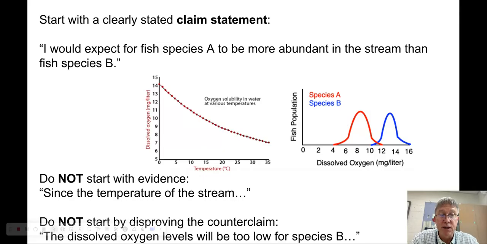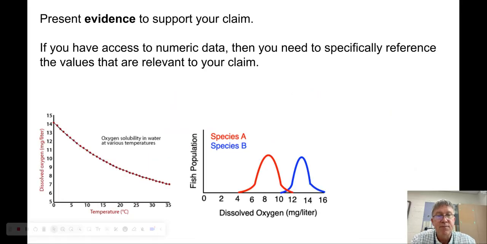Here's what you don't want to do, and you've got to break yourself from this habit. Do not start with evidence. You don't say, well, since the temperature of the stream varied. Nope, that's not a claim. You're giving evidence. You wait and give that second. Also, don't start by disproving the counterclaim. So don't start by going, well, it's not going to be this species, and here's why. You want to just answer the question. The question was, which species would be more abundant? So answer the question. That's what you do with your claim statement.